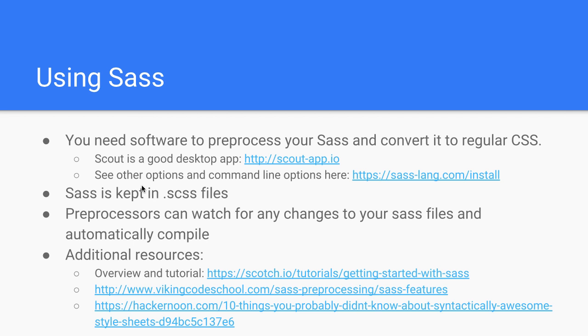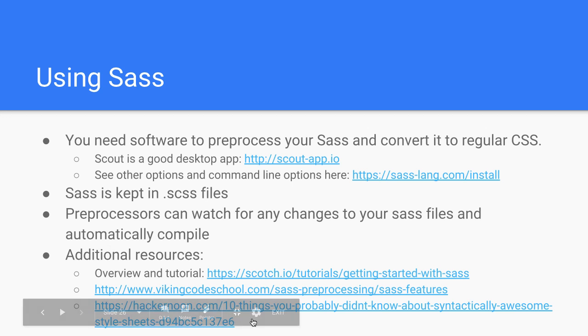We keep our Sass in .scss files. And then the preprocessors, they'll typically look for any changes, and they'll automatically run once you've saved new changes and update. And often they'll even refresh the page for you as well, which is really nice.